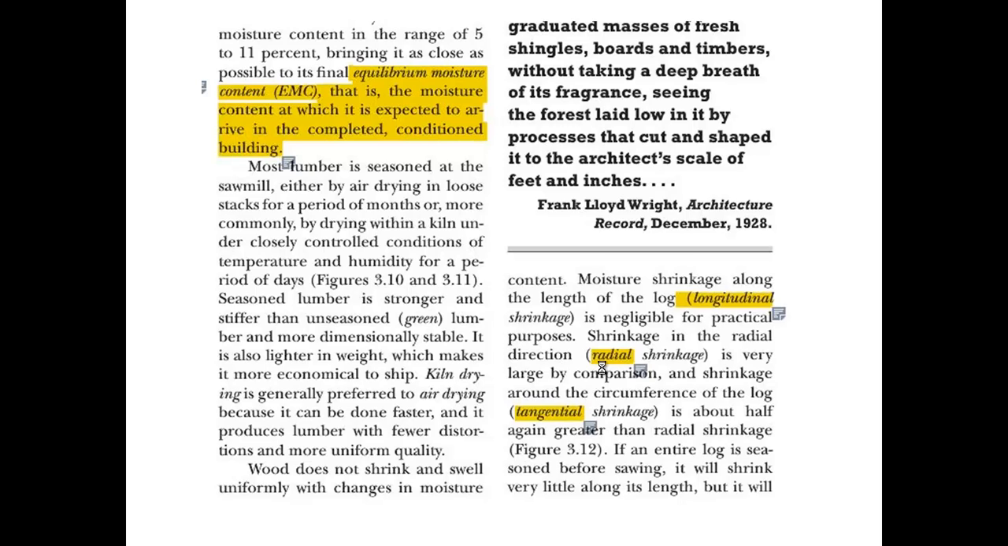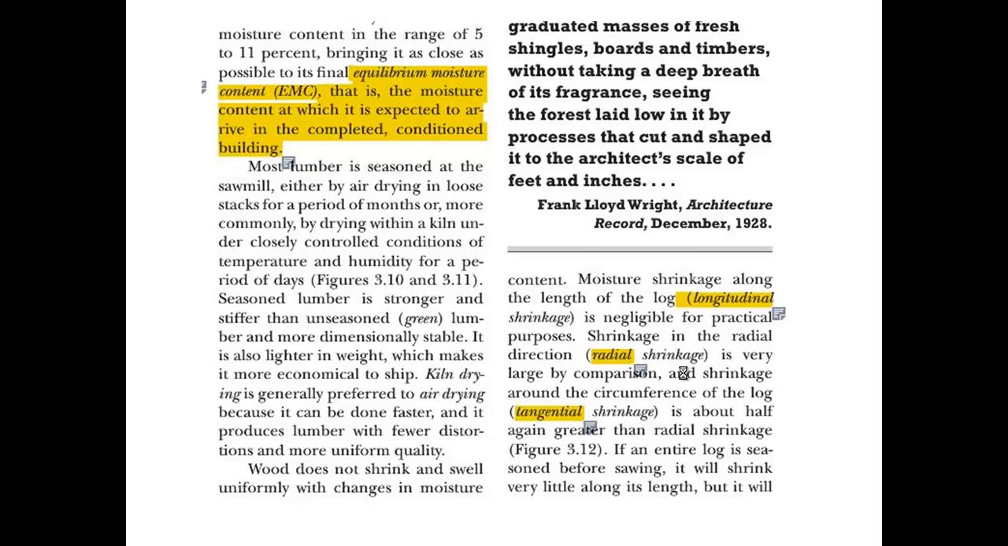Wood, as it dries, will shrink, and it doesn't shrink uniformly in all directions. It shrinks the least in its longitudinal direction. In other words, the length of a 2x4, it would shrink the least amount in that length. Shrinkage in the radial direction, which is, I believe, perpendicular to the grain, is very large in comparison. And shrinkage around the circumference of the log, tangential shrinkage, is about half again greater than radial shrinkage.